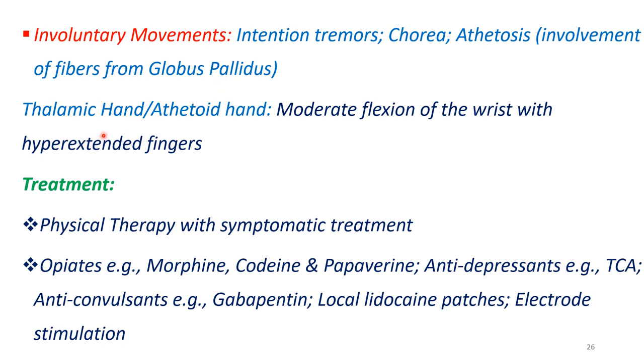Then there is the thalamic hand or athetoid hand. This is a particular type of hand sometimes seen in a thalamic patient, where we can see that there is moderate flexion of the wrist with hyperextended fingers. That is, the wrist is slightly flexed, but the fingers are hyperextended.